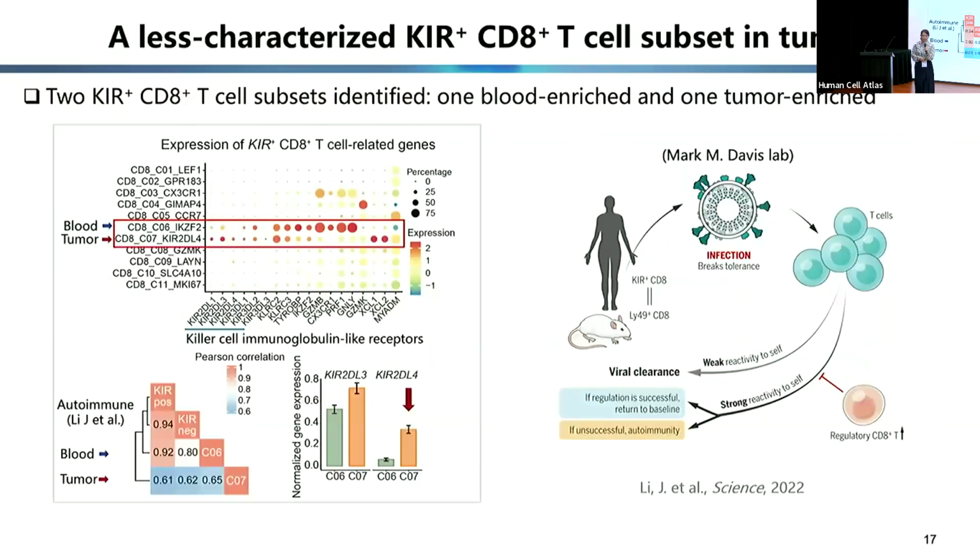For this part, I will take the KIR CD8 T cells as examples, and these are the major findings in this study. Actually, we have identified two KIR positive CD8 T cell populations.